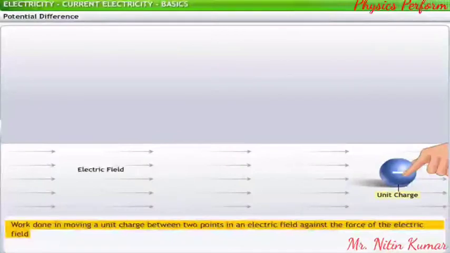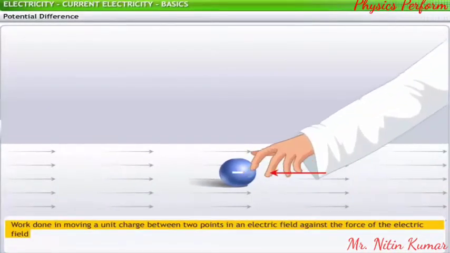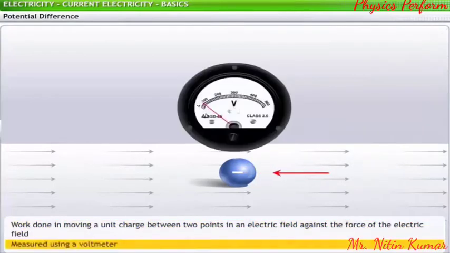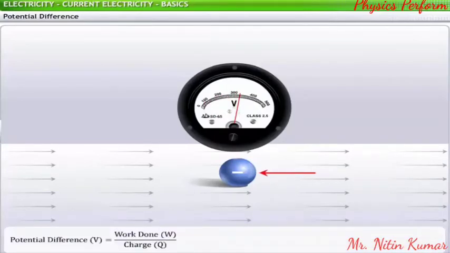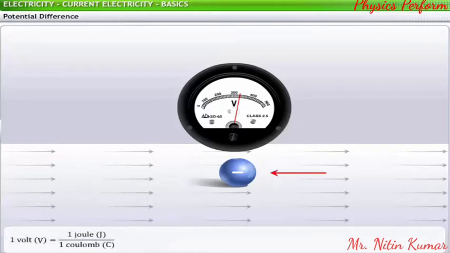Numerically, potential difference is the work done in moving a unit charge between 2 points in an electric field against the force of the electric field. Potential difference is measured using a voltmeter. Potential difference is often referred to as voltage and is represented by the letter V. If the work done to bring a charge of 1 coulomb from one point to another is 1 joule, then the potential difference between the points is 1 volt.